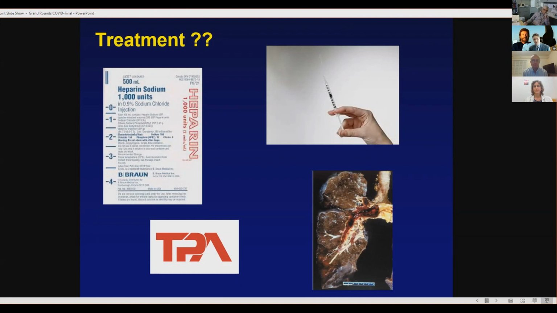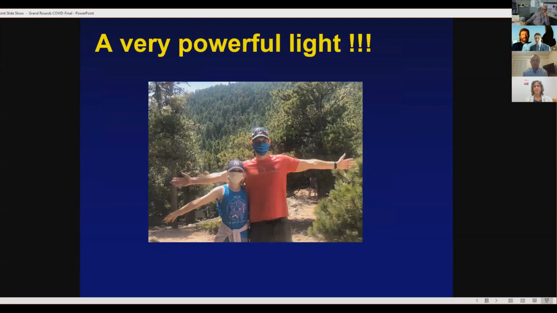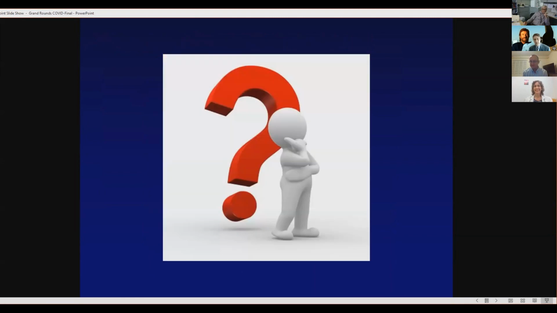I think what Dr. Hassell is really going to tell us about is perhaps the most important intervention, which is a very powerful light. That if we could, get out more. And it's now summertime in the Rockies, so I'm personally looking forward to using this intervention myself, hopefully in the near future. But with that, I will hand this off.